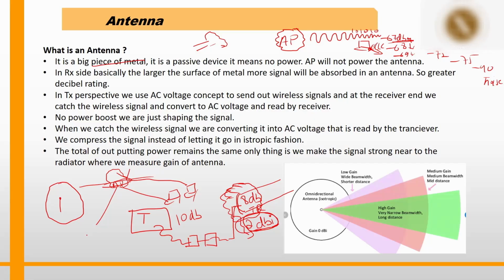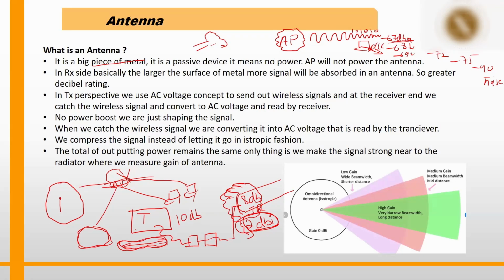For example, you take a balloon. When you squeeze the balloon, what happens? Now the balloon was like an isotropic thing, and when you squeeze it, it takes an oval shape. Now the energy is focused here, and the distance is more here. So that is a passive gain.